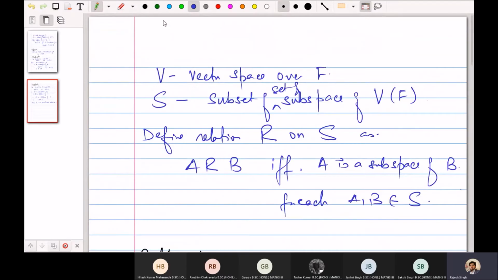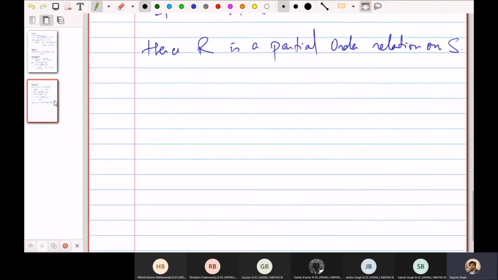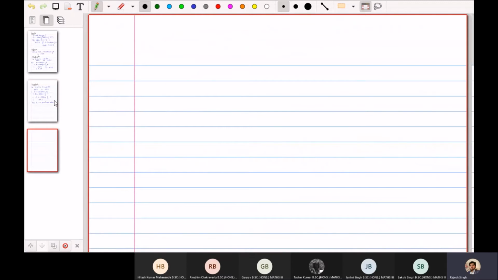Okay, so we will see more such examples maybe today or tomorrow. So we are going to first start with our section, which is unit 1. We are going to start with partial ordered sets, okay, everyone. They are also called posets.